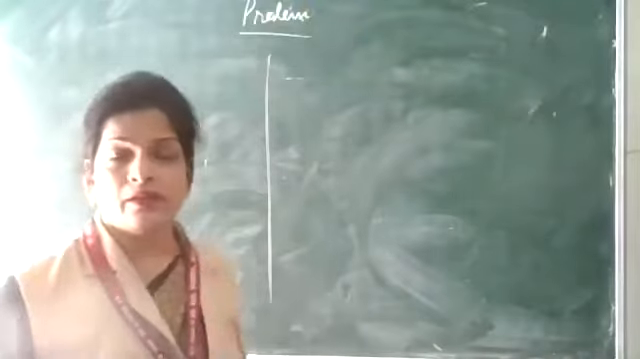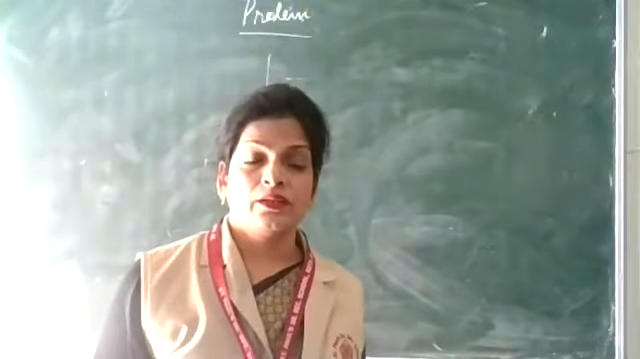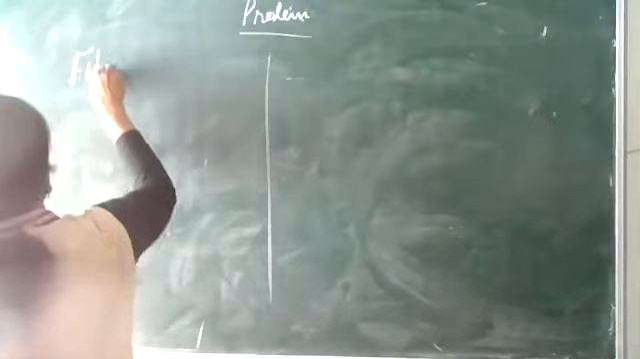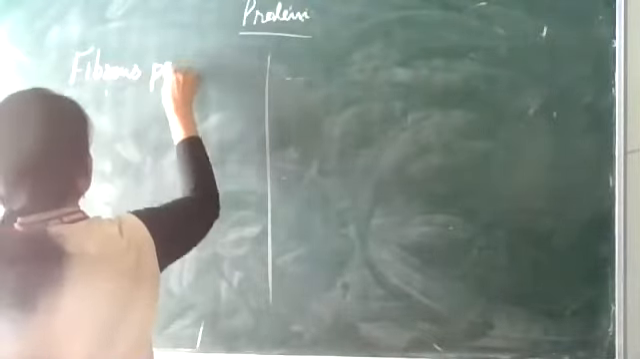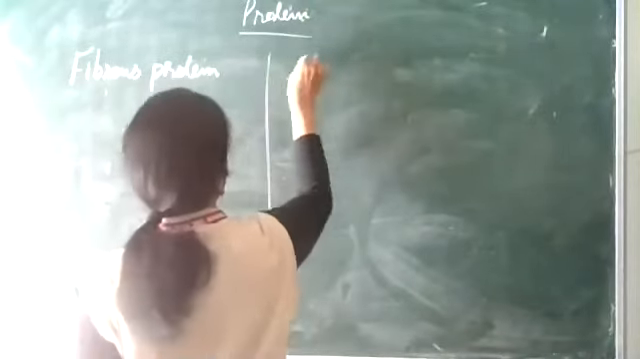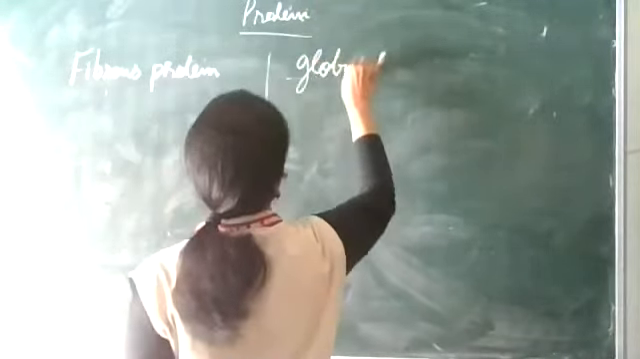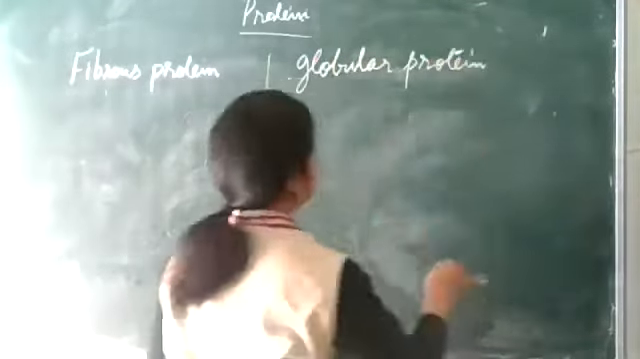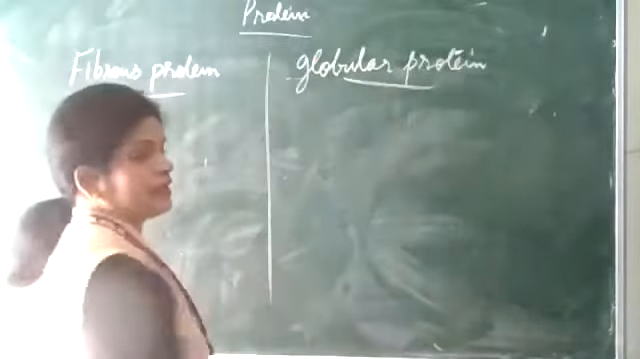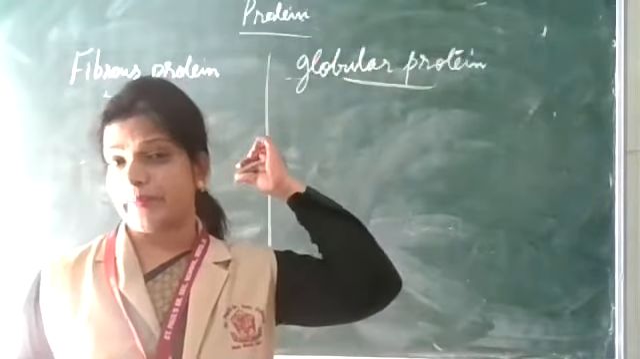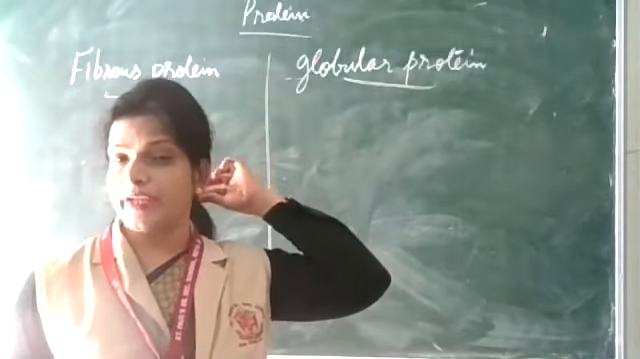Now, classification of protein. Proteins are classified under two categories: globular protein and fibrous protein. See, hair. This hair is a fibrous protein.